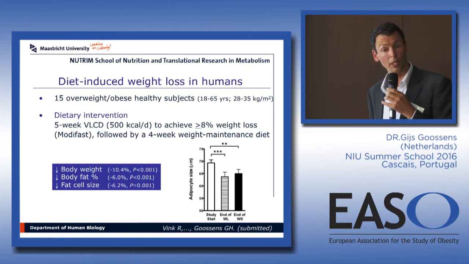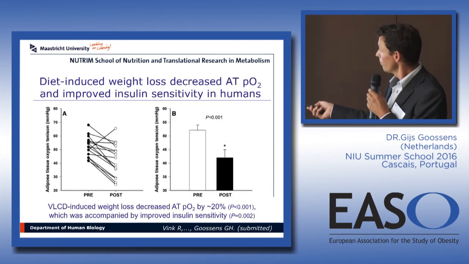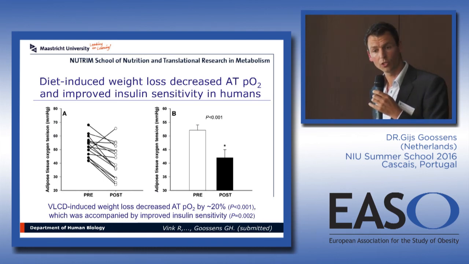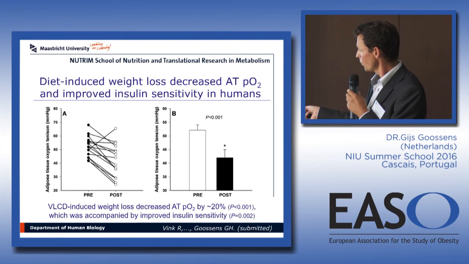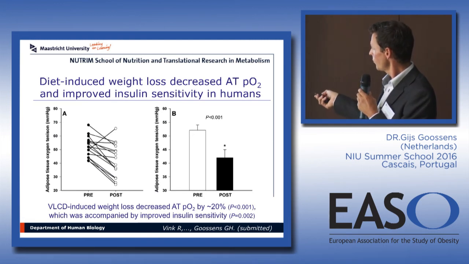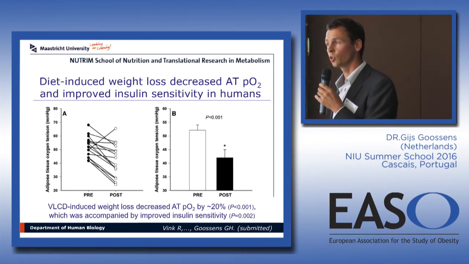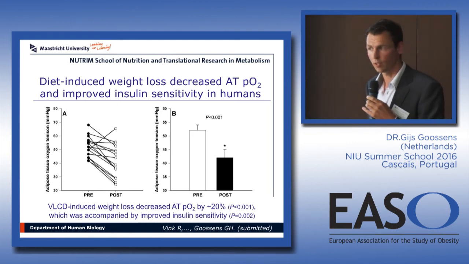But what was happening with oxygen tension? Interestingly, and in line with the data I just showed you, we found a very marked and consistent reduction in adipose tissue oxygen tension following weight loss. Fourteen out of the 15 individuals that we studied showed the reduction, and on the right-hand side, you can see the mean values. There was a reduction in oxygen tension of about 20%, and that was accompanied by improved insulin sensitivity.